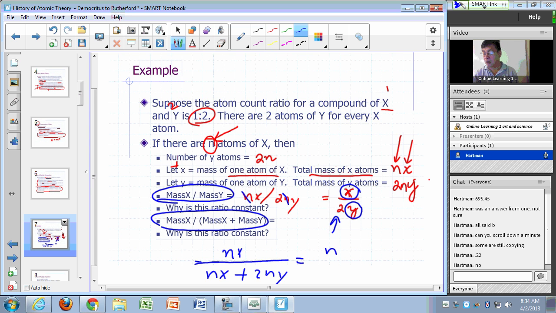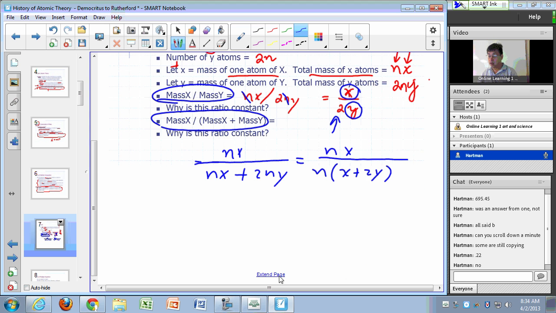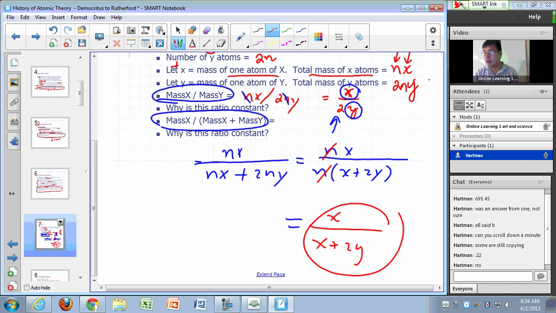If you did that, you can factor out n from the bottom. You can say n times (x plus 2y), and n cancels out. That gives you x over (x plus 2y). Everything here is a constant, so the ratio of the mass to the total mass, which is called the mass fraction, is also a constant. So that explains the law of definite composition.